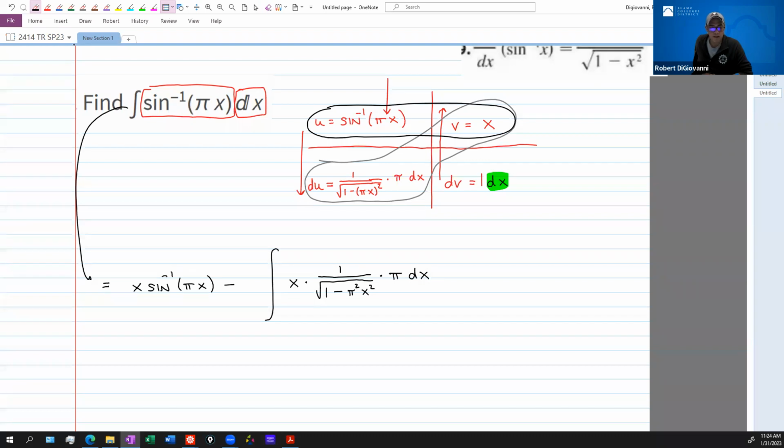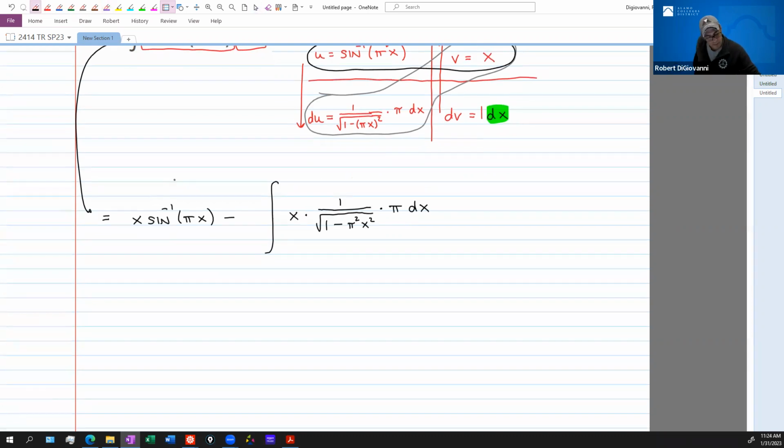Voodoo looks bad, right? The integral of voodoo looks bad. I'm going to rewrite the problem. x sine inverse pi x. I do have a constant here, pi. I'm going to pull that constant out. Minus pi times the integral. And the only thing left here is I have an x on top of a square root of 1 minus pi squared x squared dx.